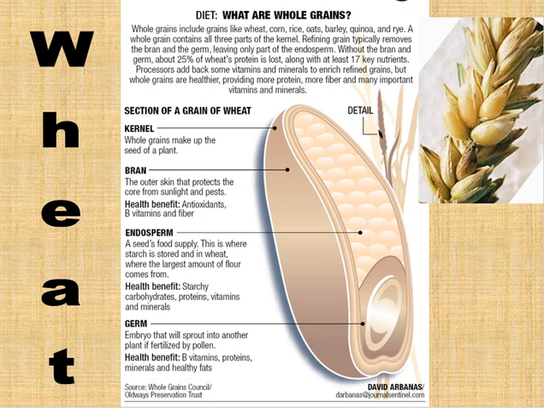Then we have the germ. This is the embryo that will sprout into another plant if fertilized by pollen. Health benefits here, you've got vitamin B, protein, minerals, and healthy fats.